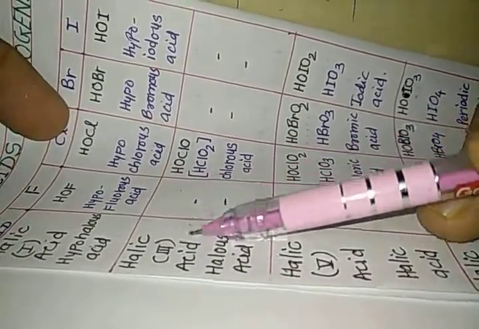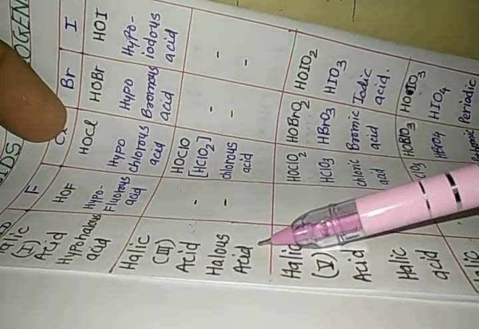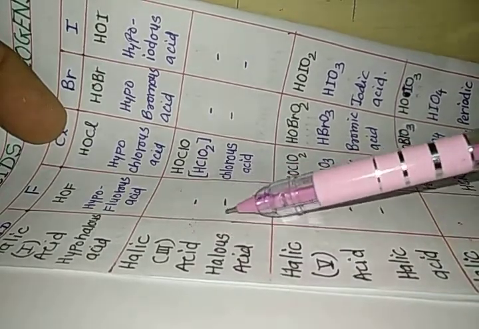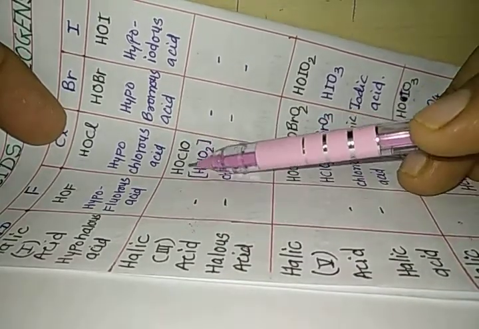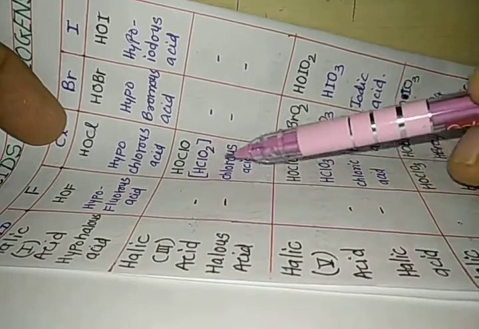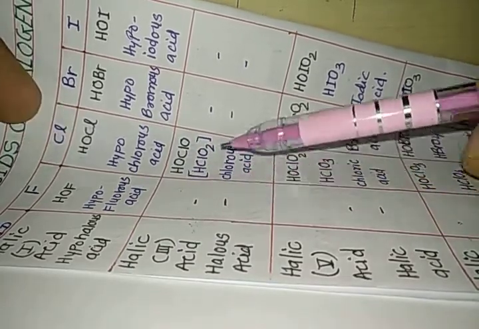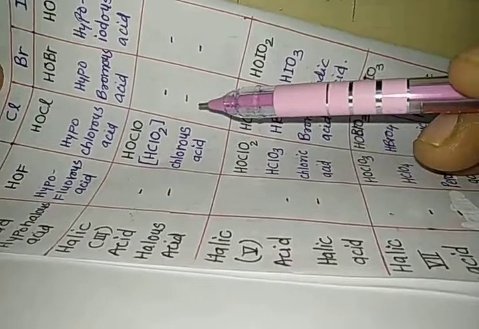Then we have halic(III) acid, which is also known as halous acid. This halic(III) acid is only produced by chlorine, HOClO or HClO2, which is chlorous acid. Fluorine, bromine and iodine do not produce halic(III) acid. Then we have halic(V) acid, also known as halic acid. Chloric acid, bromic acid and iodic acid, HClO3, HBrO3 and HIO3, or HOClO2, HOBrO2 and HOIO2, are produced.